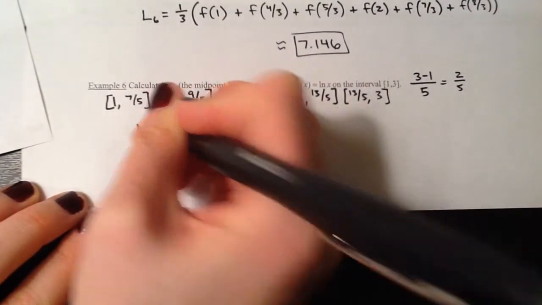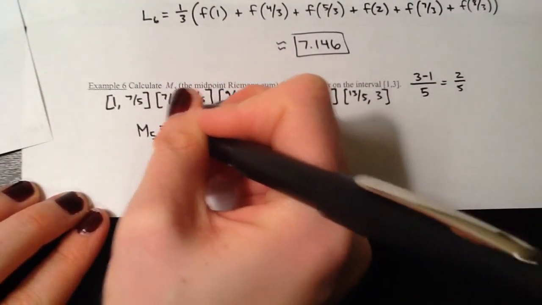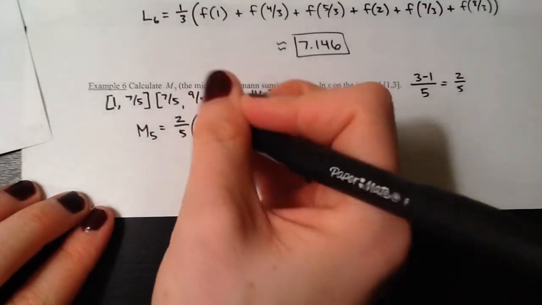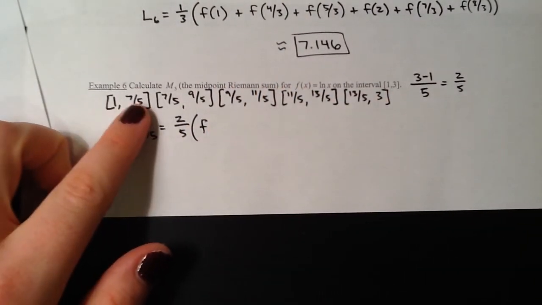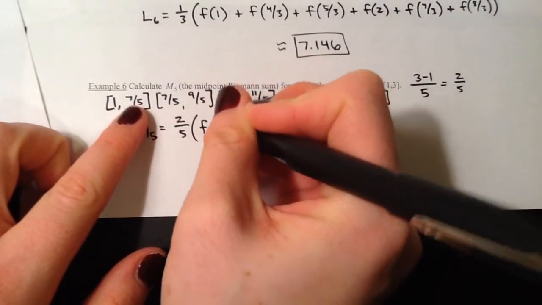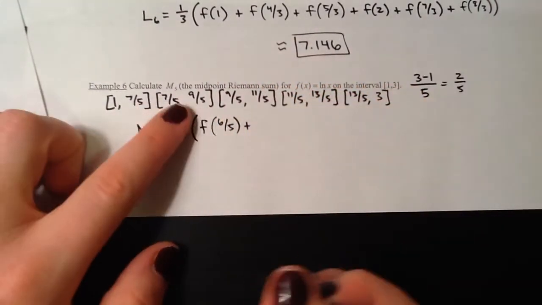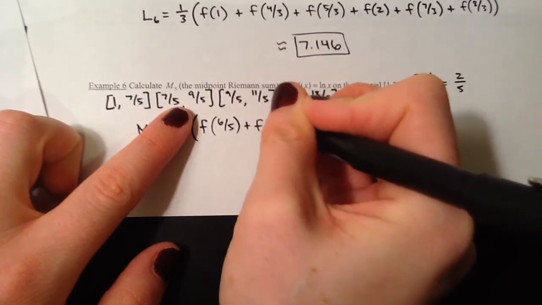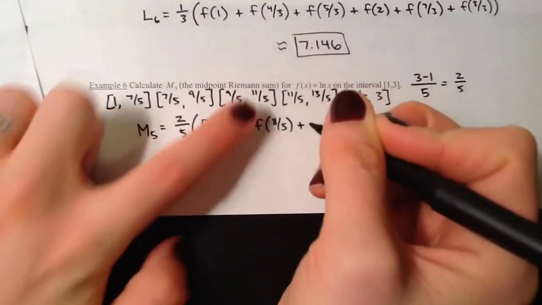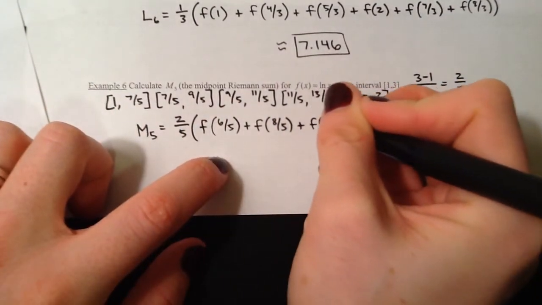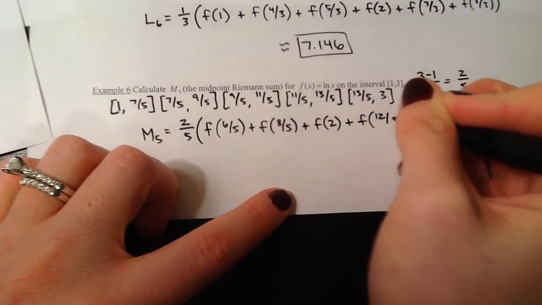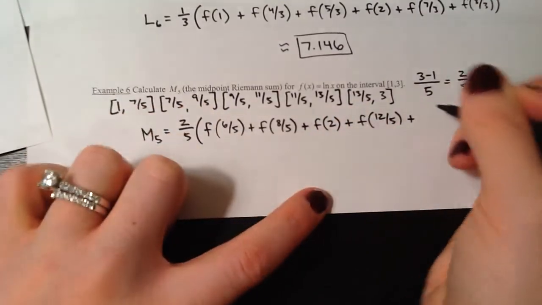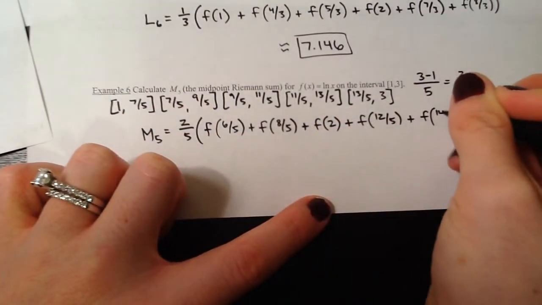So M5, every single one of them is going to have a width of 2/5, so we can just throw that out front. And then we want the function value at this one, for instance, goes from 5/5 to 7/5. The midpoint would be 6/5. And then plus the midpoint here would be 8/5. Plus the midpoint here would be 10/5, which is 2. Midpoint here would be 12/5. Then finally the midpoint here would be 14/5.